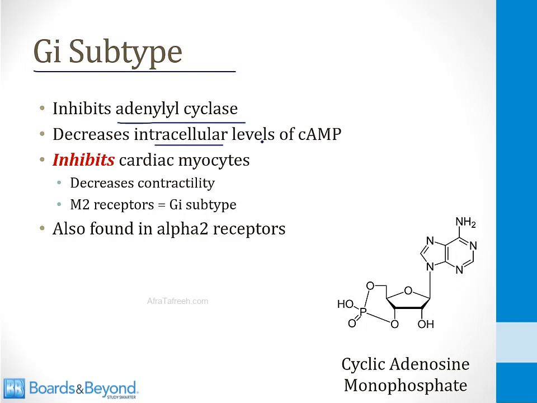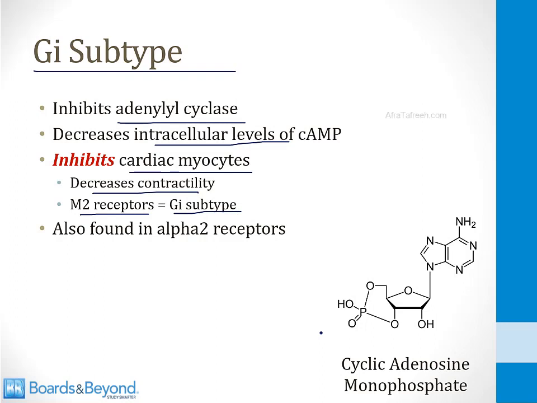This is going to decrease the intracellular level of cyclic AMP. In cardiac myocytes, that means that when this type of receptor is activated, that will decrease contractility, and therefore you find this type of receptor in M2 receptors. M2 receptors are part of the parasympathetic system. Their goal is to decrease contractility of the heart, so they are associated with the GI subtype of G protein receptor, and they lower cyclic AMP levels.